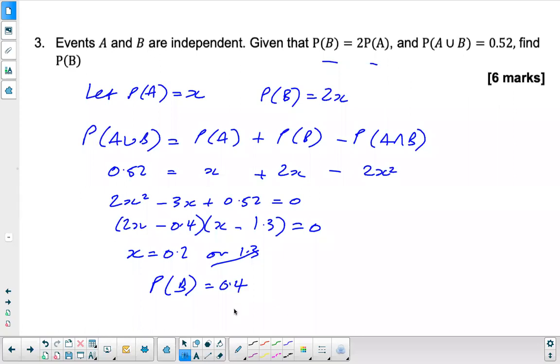So marks here, you got 1 mark for basically using this and then constructing that equation somehow. 1 mark for equating it to 0, 1 mark for solving it by any means necessary, and then 1 mark for finding X and 1 mark for finding the probability of B.